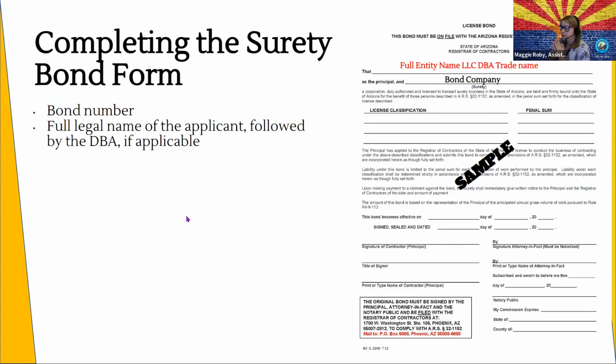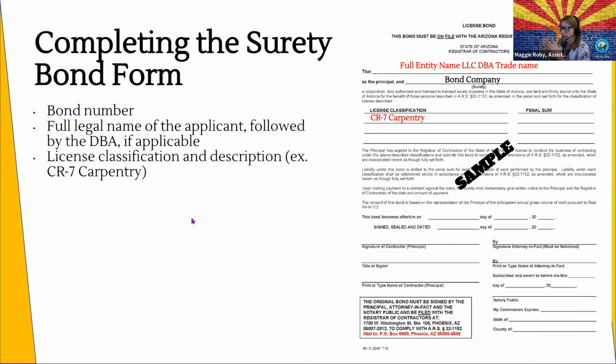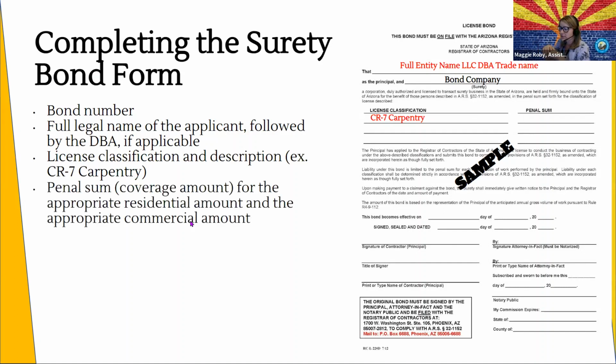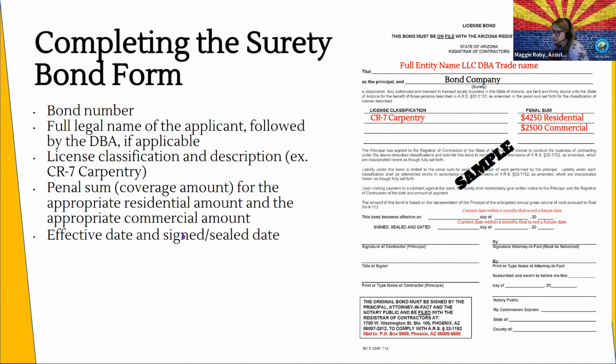This is the bond form that is provided for the surety bonds. This bond form needs to include your bond number, the full name of the applicant, and the DBA. So your DBA does need to be included on there. We also need your license classification. So for example, this one is for a CR7, which is a carpentry.